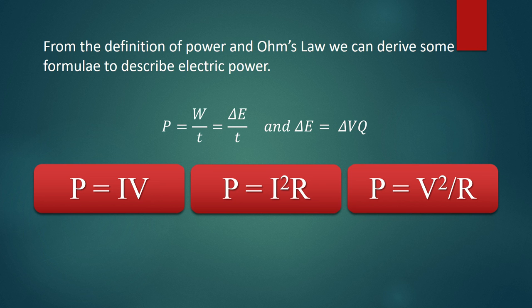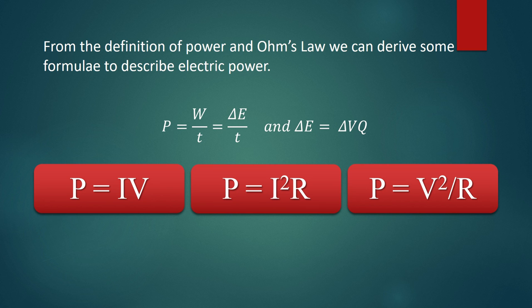And in this case, when we talk about electric circuits, the change in energy is the change in voltage times the number of particles Q, so coulombs. So we have the first definition, power equals the current times the voltage. And then we have two more. Power equals I squared times R and V squared over R.